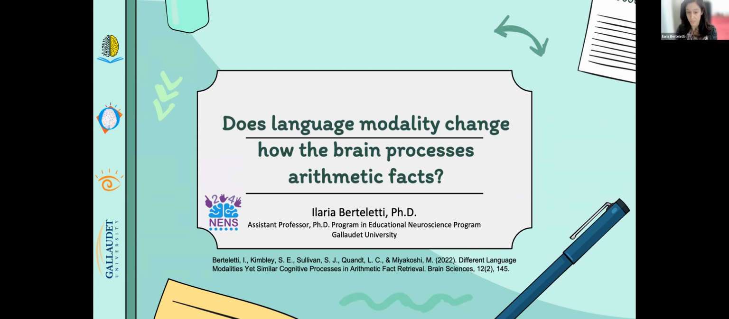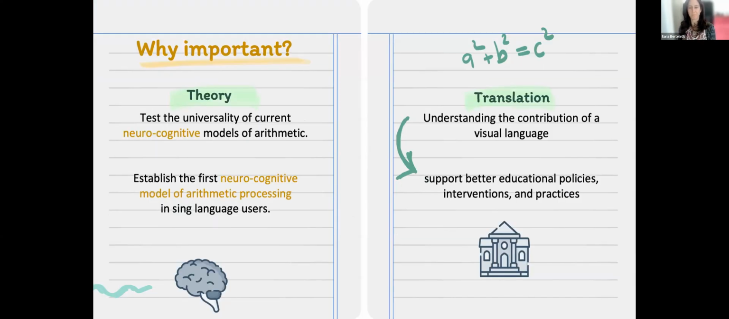So thank you for joining us today. I'm going to present a research study using EEG to investigate the impact of language modality on the brain processes involved in arithmetic facts. This is now published, so if you're curious and want to know more, you can find the open source paper online.